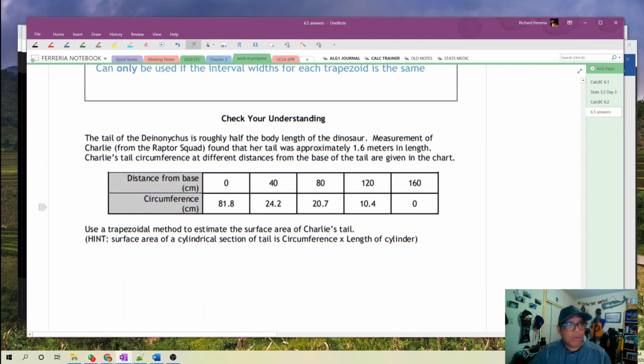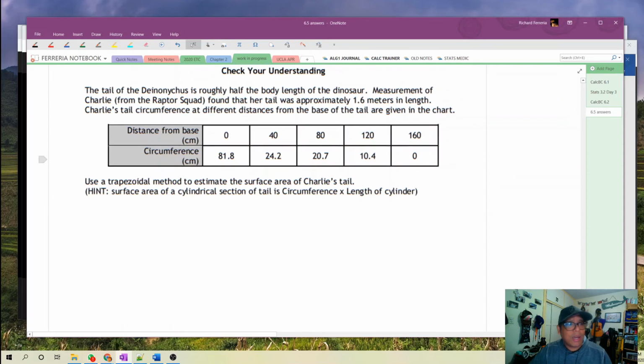Let's do this, check your understanding. The tail of Deinonychus is roughly half the body length of the dinosaur. The measurements of Charlie, that's one of the raptors in the Raptor Squad, found that her tail was approximately 1.6 meters in length, and Charlie's tail circumference at different distances along the base of the tail is given on the chart. So we're going to use a trapezoidal method to estimate the surface area of Charlie's tail.